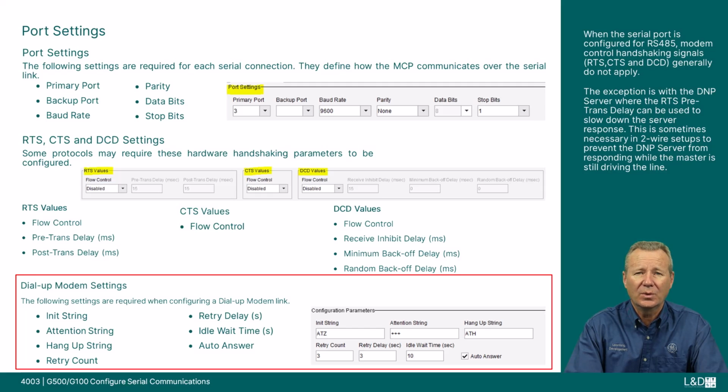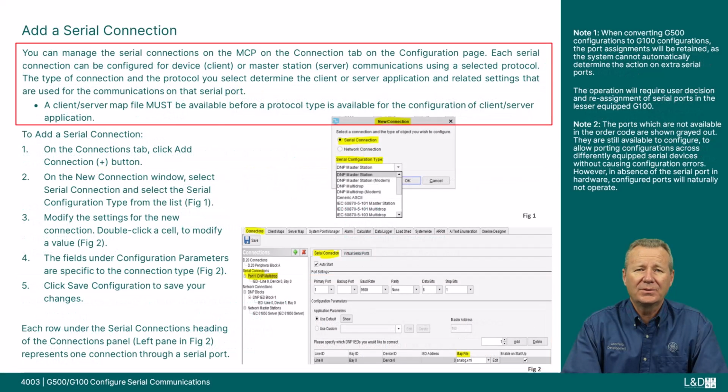Auto answer: whether to enable the modem to automatically answer incoming calls. The default is enabled. You can manage the serial connections on the MCP on the Connection tab on the Configurations page. Each serial connection can be configured for device client or master station server communications using a selected protocol. The type of connection and the protocol you select determine the client or server application and related settings that are used for the communications on that serial port.